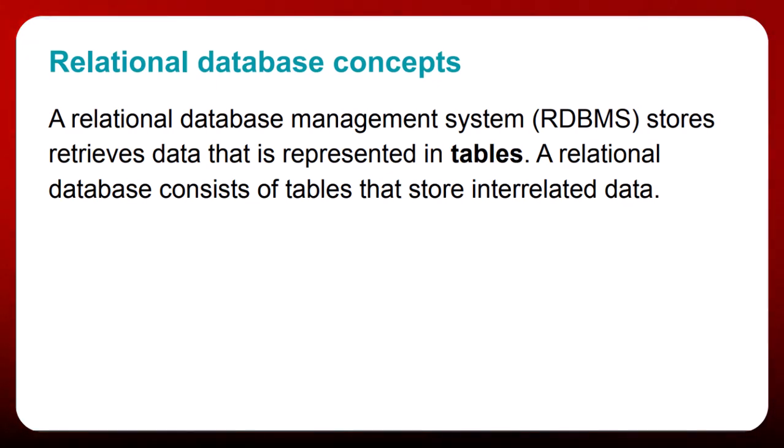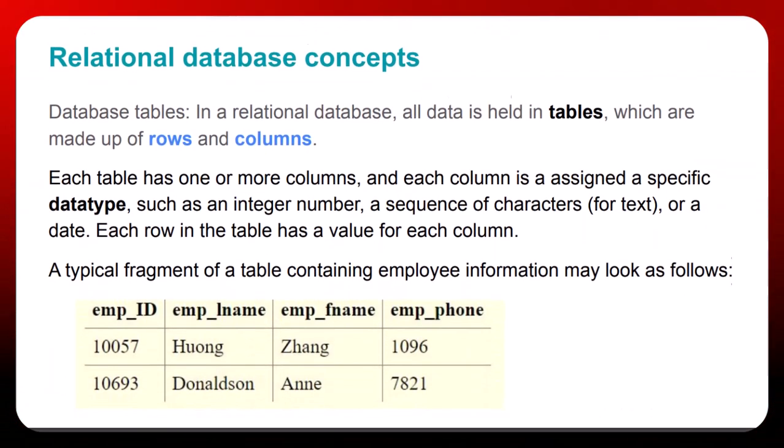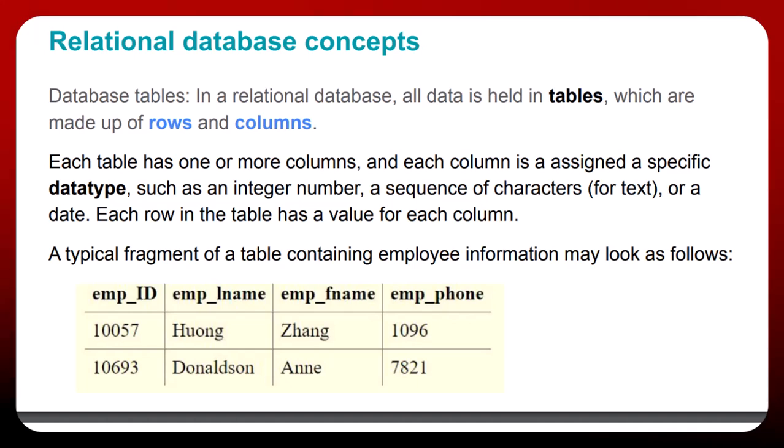A relational database management system stores and retrieves data that is represented in tables. A relational database consists of tables that store interrelated data. Okay? All right. Now, database table: in a relational database, all the data is held in tables. And when we say table, it means that these are made up of rows and columns.